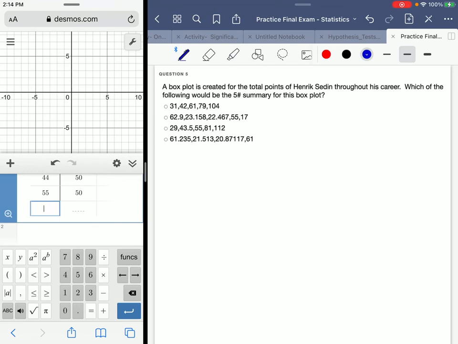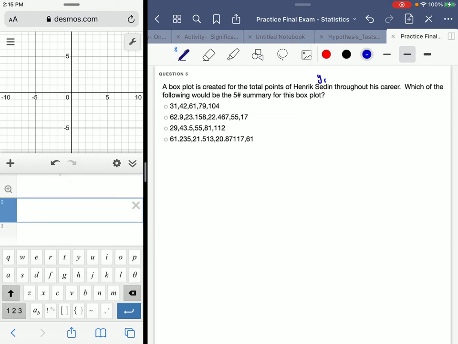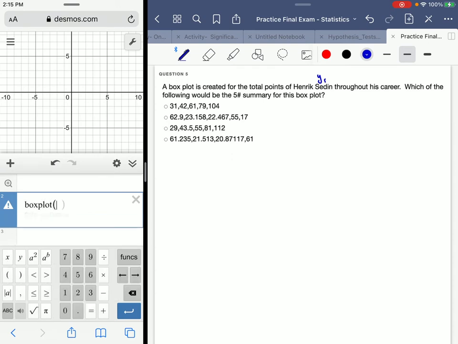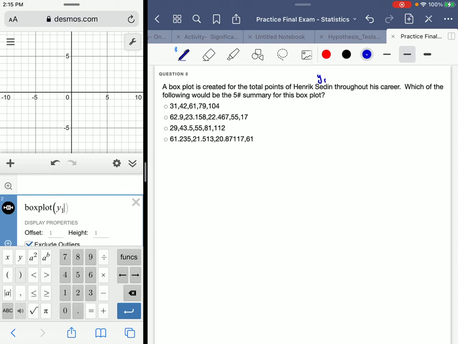All right, so for number 5, there's a couple of ways you could do it. It says a box plot is created for the total points of Henrik Sedin, so that's Y1. Make a note of that. Throughout his career, which of the following would be the 5-number summary for this box plot? All right, one way would be to actually use the box plot function. You just type in box plot. You've got to type it in correctly, obviously. And then tell Desmos where the data is.